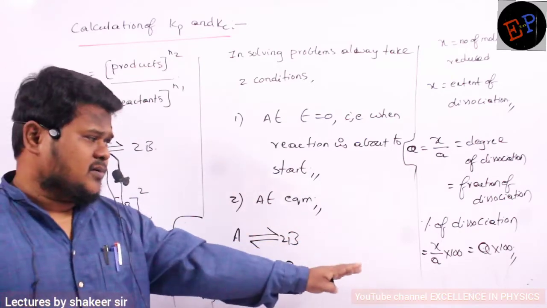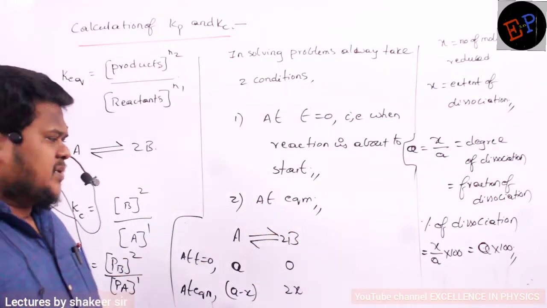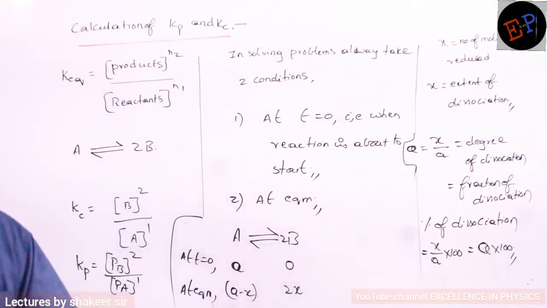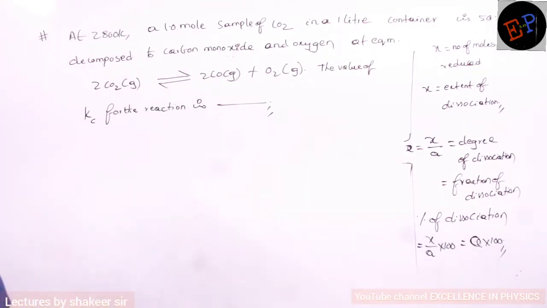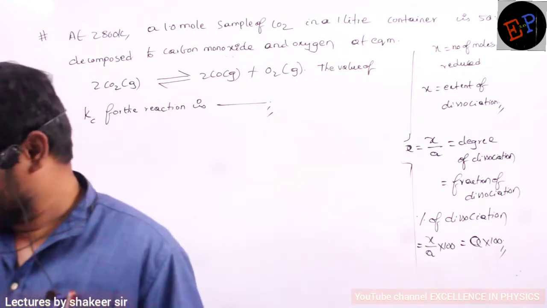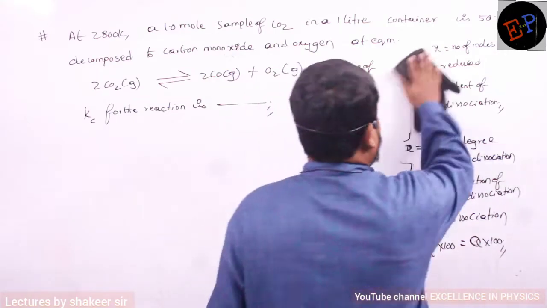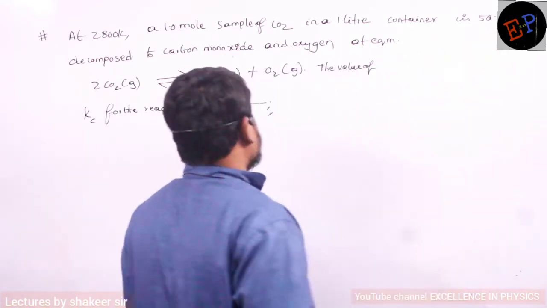Based on these calculations only, now we are going to do some very important problems which were repeated in previous examinations. Is it clear what is happening right now? See, this is a question based on the calculations of Kc and Kp. Let us see the question.